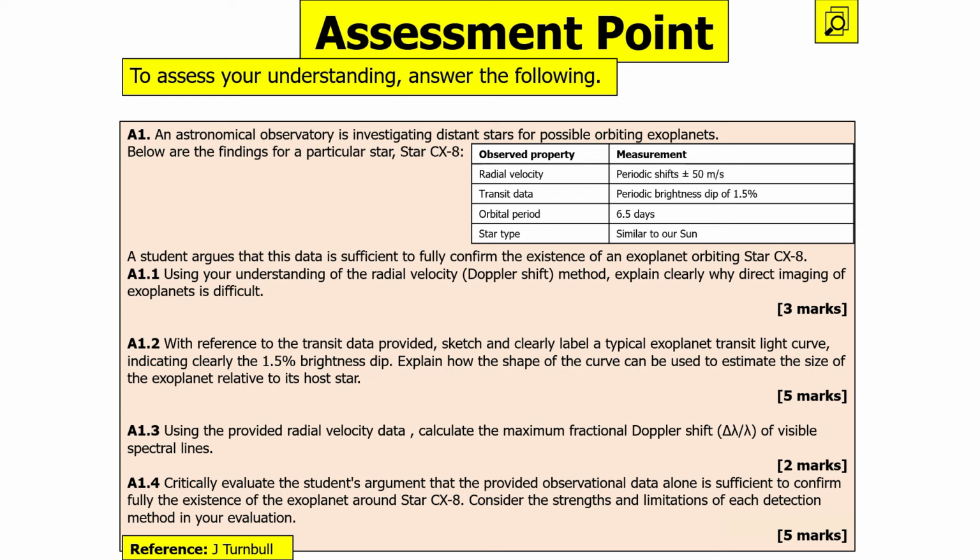With reference to the transit data provided, sketch and clearly label a typical exoplanet transit light curve, indicating the 1.5% brightness dip. Explain how the shape of the curve can be used to estimate the size of the exoplanet relative to the host star. Using the provided radial velocity data, calculate the maximum fractional Doppler shift of visible spectral lines. Critically evaluate the student's argument that provided observational data alone is sufficient to confirm fully the existence of an exoplanet around star CX8. Consider the strengths and limitations of each detection method in your evaluation. So pause the video now and then unpause the video when you want to go through your answer.